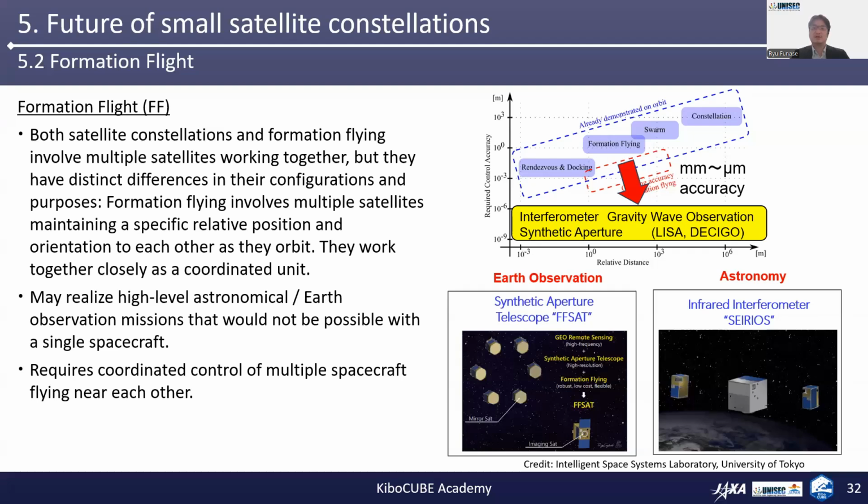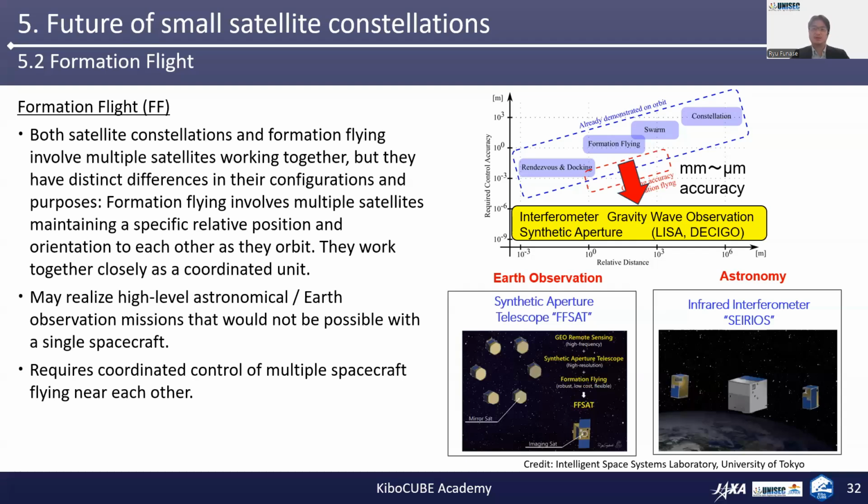As shown in the lower two figures on the right, formation flight has the potential to realize advanced astronomical and Earth observation missions that are not possible with a single satellite, such as a large aperture optical system by using multiple satellites to form a mirror, or high-precision imaging by interfering with observing data from multiple satellites. This is a possibility that cannot be achieved with a single satellite.